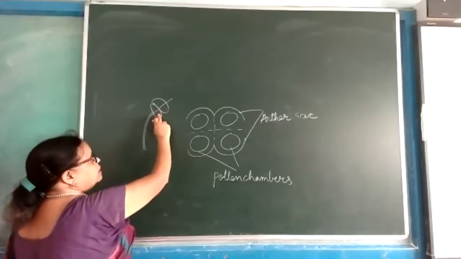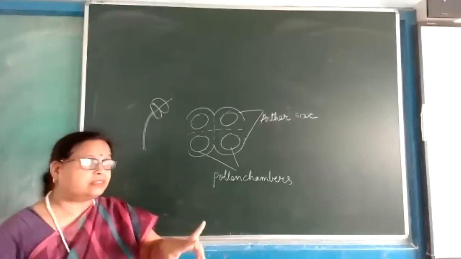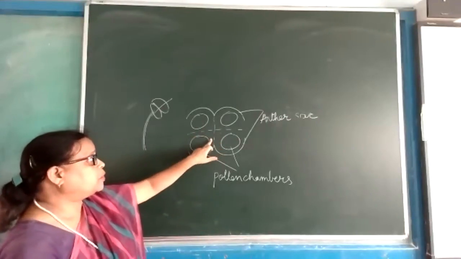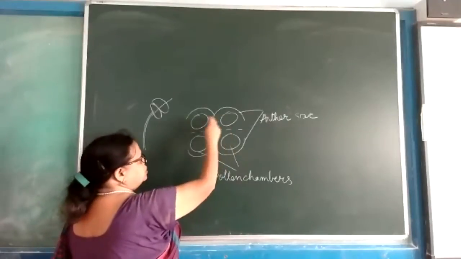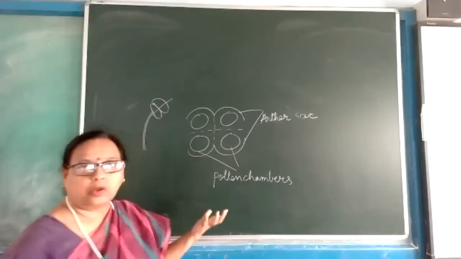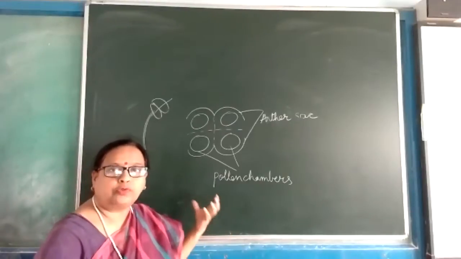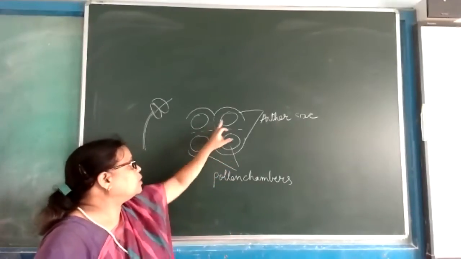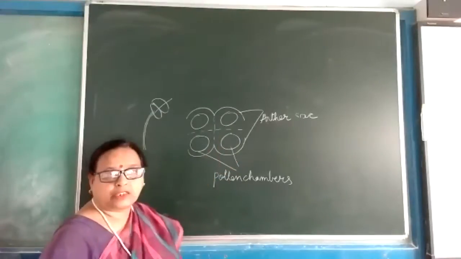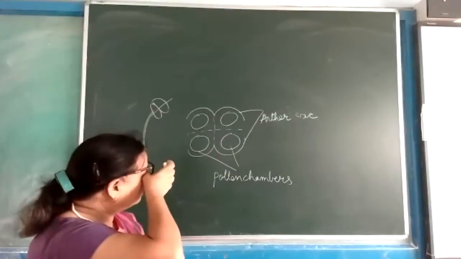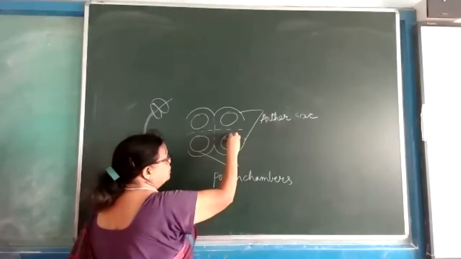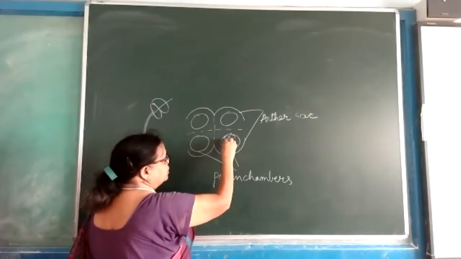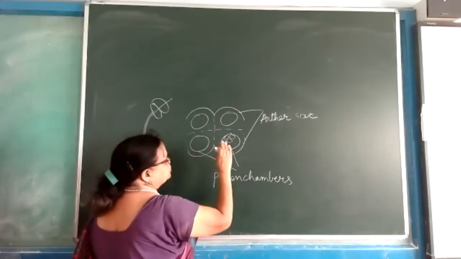These are anther sacs. There will be 4 chambers in 2 anther sacs. So 4 chambers I have drawn here in the cross section. And each chamber will have a hollow area, a tissue filled area. This is called the pollen chamber. Inside this pollen chamber, there will be the microspore mother cell.